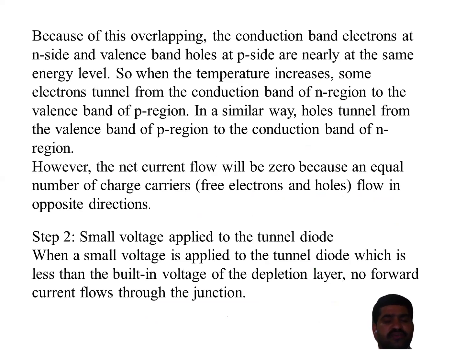So the net current flow will be zero because an equal number of charge carriers flow in opposite directions. In an unbiased tunnel diode, the net current flow is zero. You can observe in the graph that there is no current flowing whenever the tunnel diode is unbiased. Whenever a small voltage is applied to the tunnel diode, what happens? When a small voltage is applied which is less than the built-in voltage of the depletion layer, no forward current flows through the junction.